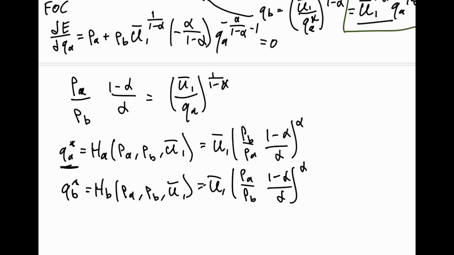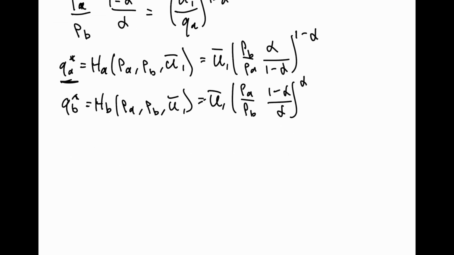And I wrote this, but this should be alpha over 1 minus alpha. Okay. Oh, and 1 minus alpha. Okay. Great.